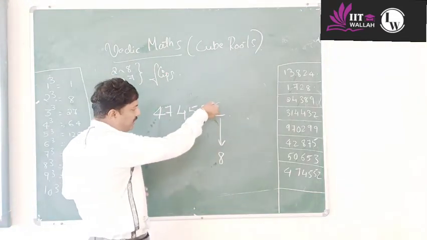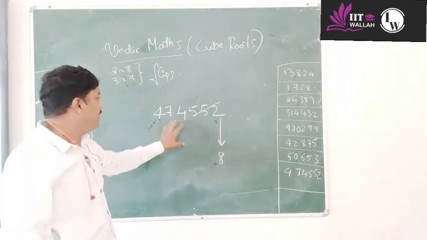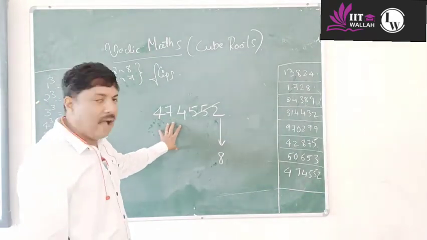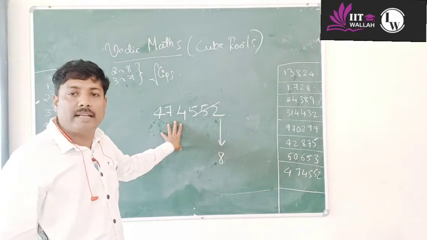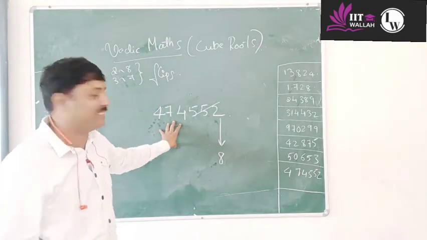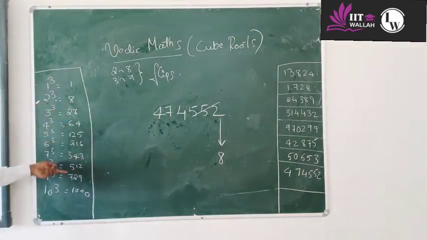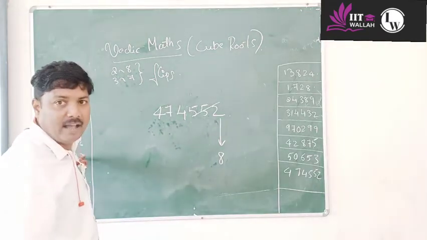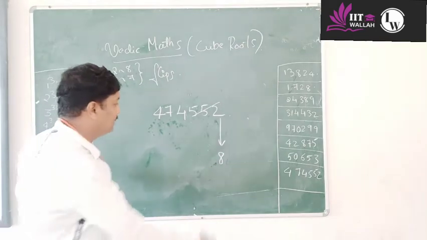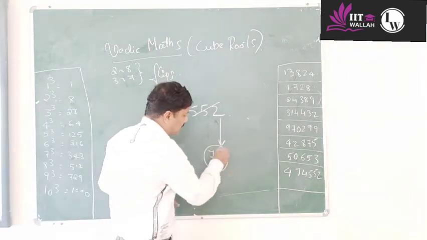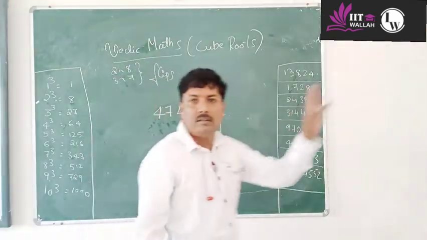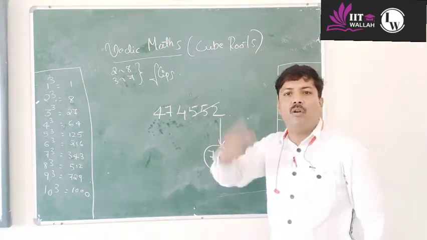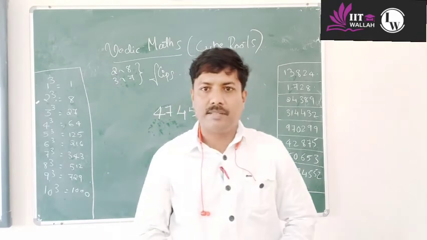And cut the first 3 digits. What is the remaining number? It is 474, and 474 is not a perfect cube. Think about the perfect cube nearby 474 from the table. The perfect cube nearby 474 is 343, and the cube root of 343 is 7. So the cube root of this big number is 78. We found it within seconds, right?